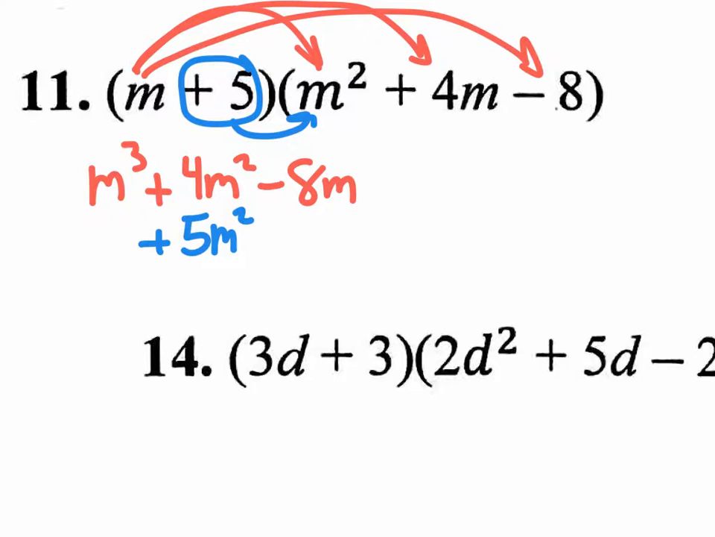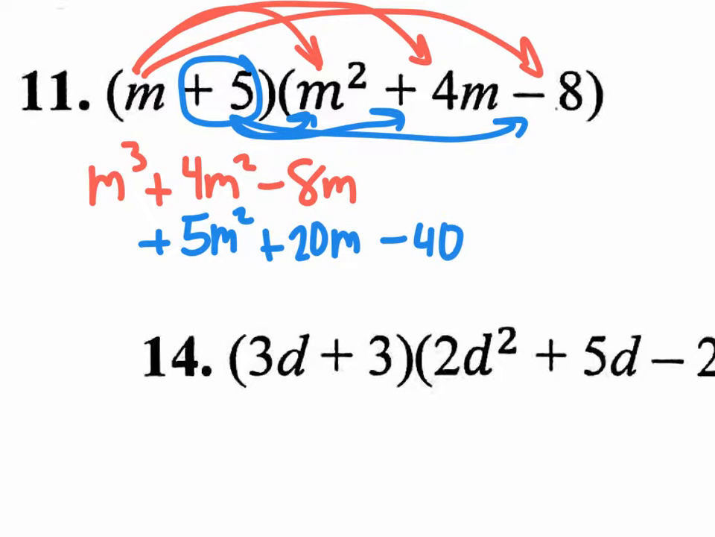So I already distributed 5 times m squared. Now let me go back and distribute 5 times positive 4m. That'll be a positive 20m. And of course, I'm going to write it right below the 8m because I want to combine the positive 20m with the negative 8m. And last but not least, positive 5 times negative 8 is negative 40. And obviously there are no other numbers without variables, so I'm just going to write that minus 40 at the end.